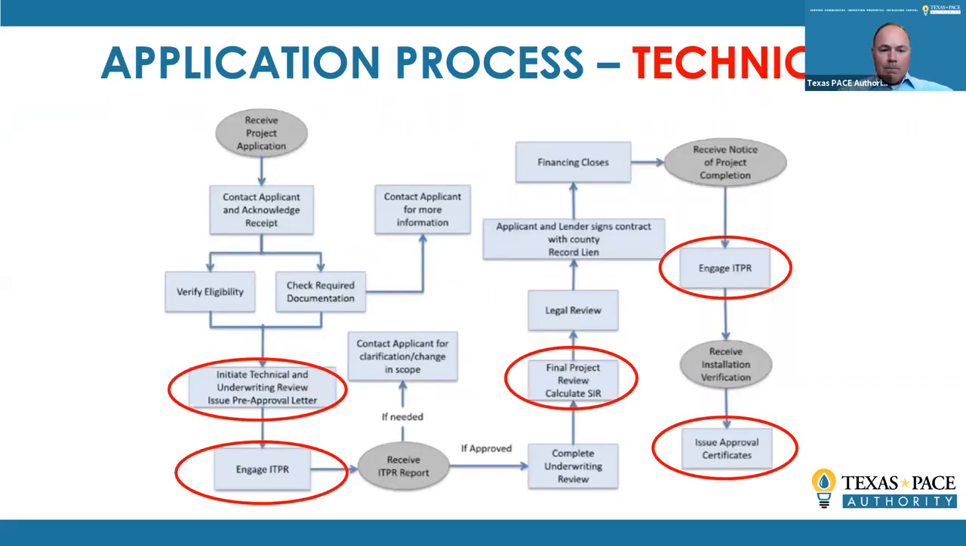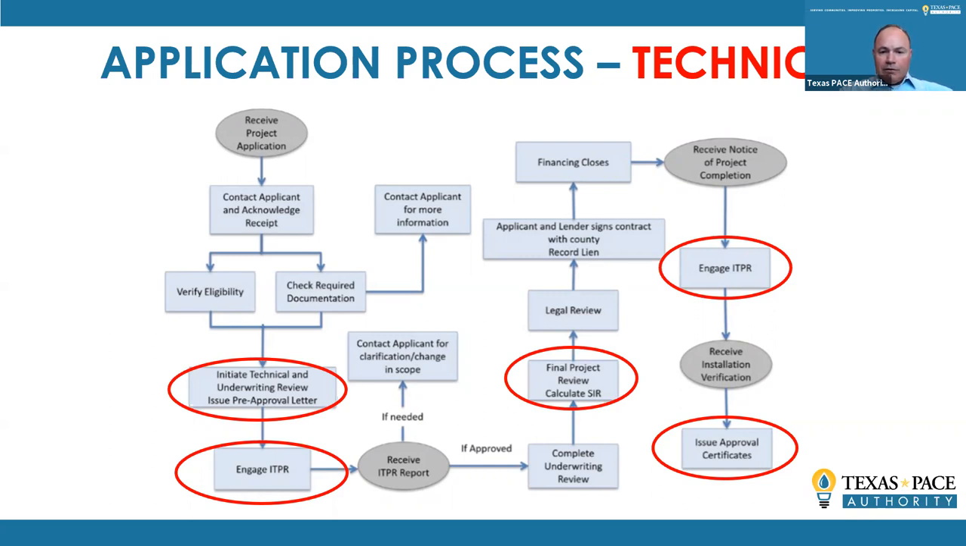Back to our spaghetti chart, and I've circled here the different technical stops in the process. So, bottom on the left side, we saw the underwriting review under the financial side. There's also a technical review that's performed at that point. The owner engages an ITPR. This can be any Texas licensed professional engineer with experience in this sort of building type calculations. Moves on through the process.